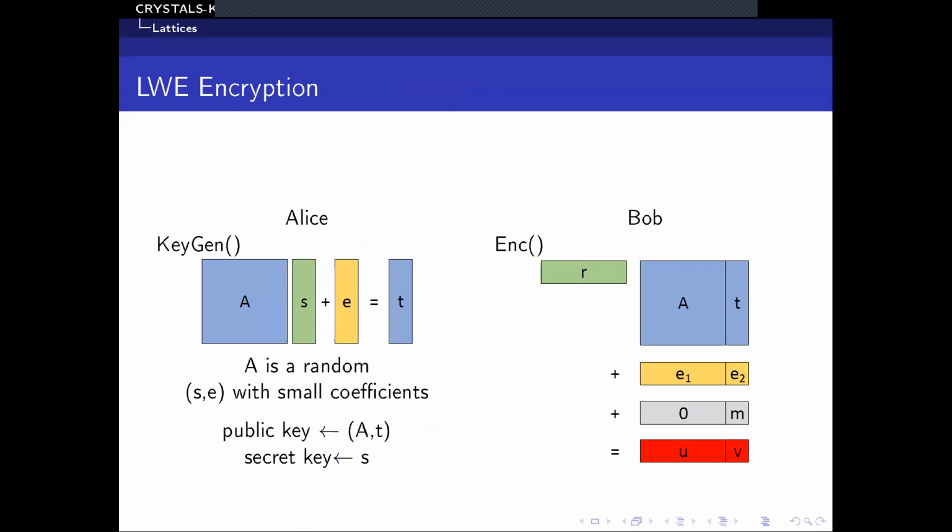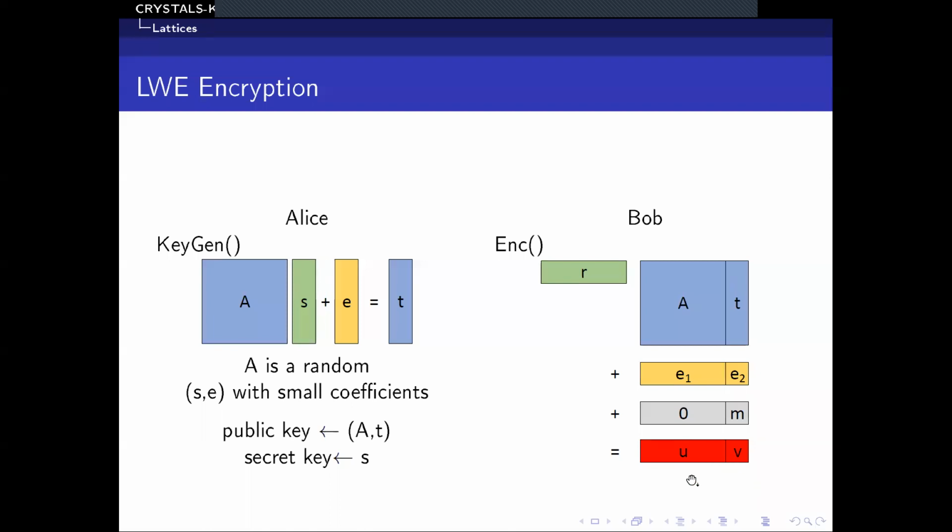Kyber, as I said, is based on the LWE, so we focus on this scheme. In this scheme, Alice, in the key generation, chooses some random matrix A and chooses S and E with small coefficients. Then she computes this equation to compute the matrix T. A and T can be considered Alice's public key. Bob uses his own random number, and using Alice's public key, he computes this equation plus some small error and the message. So he can compute the ciphertext U and V.